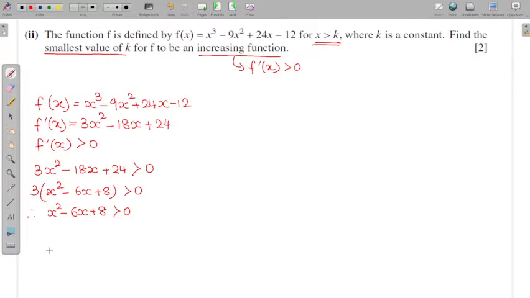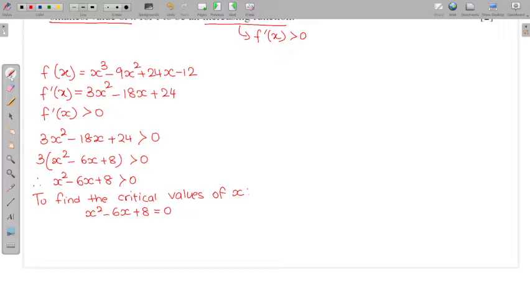Next, what we have to do is find the critical values of x. To find the critical values of x, we have to equate this to 0. So x square minus 6x plus 8 equal to 0. Again, you can do it by quadratic formula or by middle term. I'll be doing it by middle term.